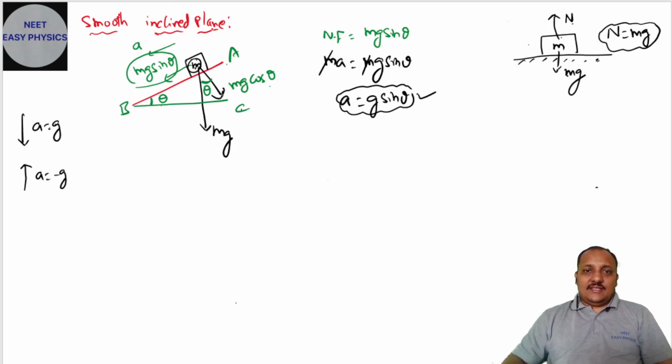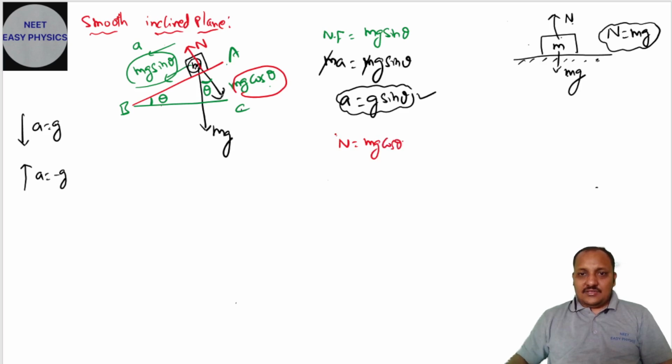Now, where is the normal reaction? The mg cos theta component means the object is not moving perpendicular to the inclined plane. Therefore, this mg cos theta is balanced by the normal reaction. So, the normal reaction is equal to mg cos theta on the inclined plane. On the horizontal surface, N equals mg. On the inclined plane, the normal reaction is mg cos theta and the acceleration is g sin theta.